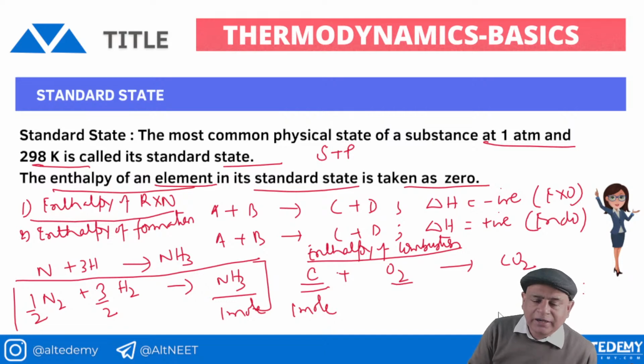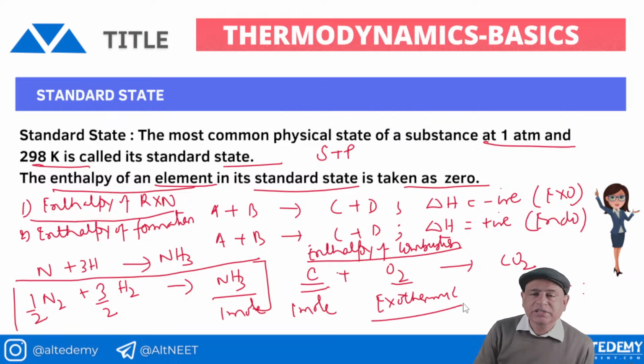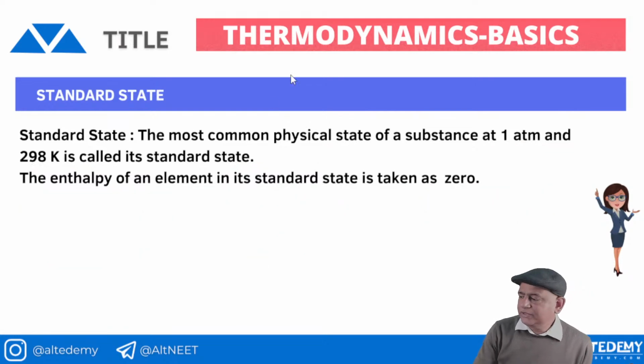Combustion is basically an endothermic process. I'm sorry, combustion is an exothermic process. Heat is always released when combustion takes place, right? So combustion is essentially an exothermic process. So we have these processes that we can say.